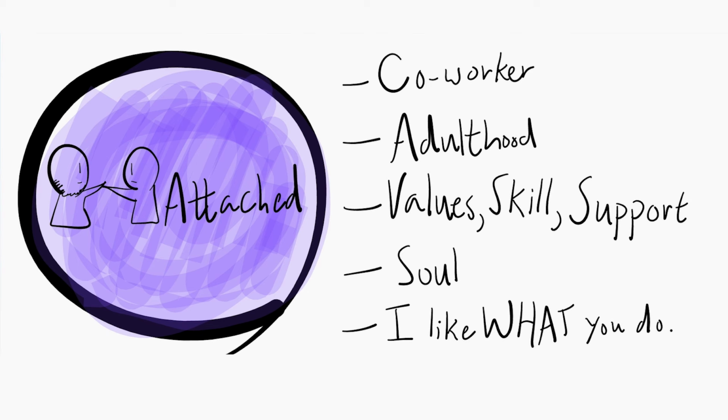Attachment has to do with values. If you value or believe the same thing, it's easier for you to be attached to one another. It has to do with your skill. What do you know how to do? Do you know how to cook? Or do you make good money? And your support. So can you provide security? Can you make me feel safe?